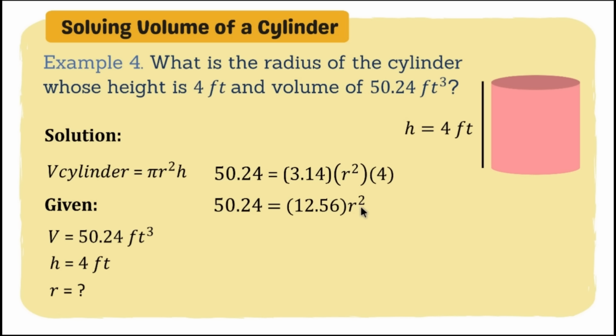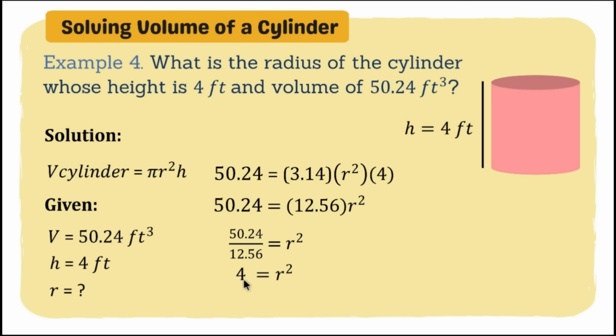Now, paano mo makukuha yung value ng radius squared? Parang yung ginawa natin kanina, pwede mo actually i-divide itong 12.56 muna kay 50.24. So you can divide 50.24 by 12.56. You will get r squared. Pag dinivide natin, ang magiging sagot niya ay 4.